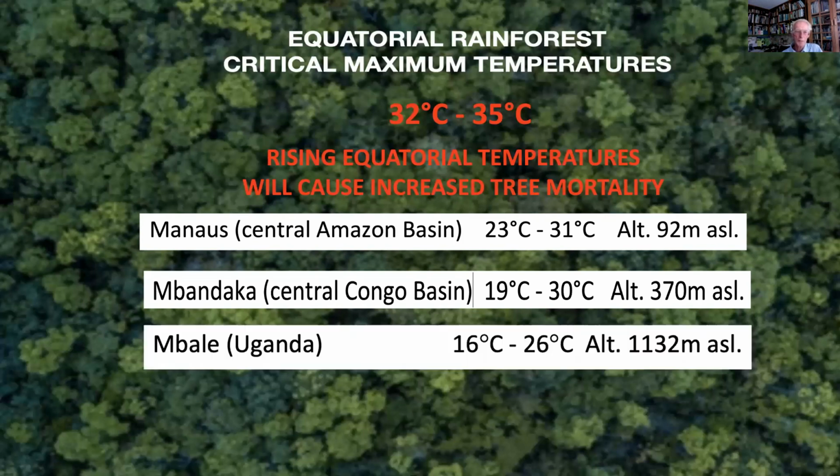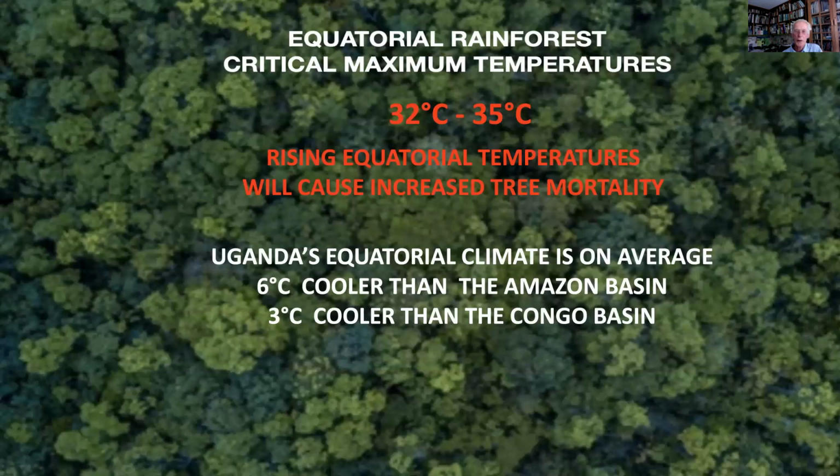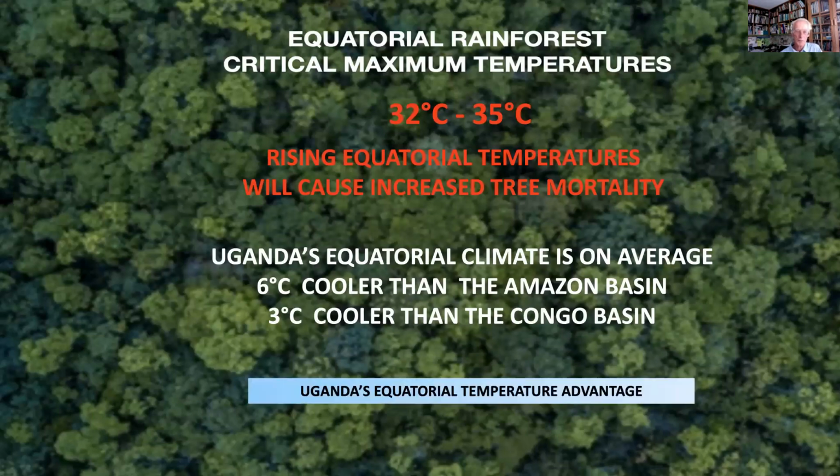But let's look at Mvule in Uganda. Well, that's got an even better advantage, because if you look at the temperatures there, 16 to 26, that is significantly lower than the Congo basin and also the Amazon basin. Uganda's equatorial climate is on average, therefore, 6 degrees cooler than the Amazon basin, 3 degrees cooler than the Congo basin. So in a situation where the equatorial regions are warming and that can cause stress to trees, Uganda has this climate advantage, a big temperature advantage.